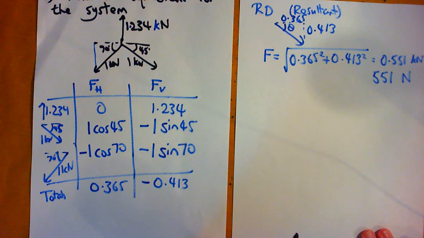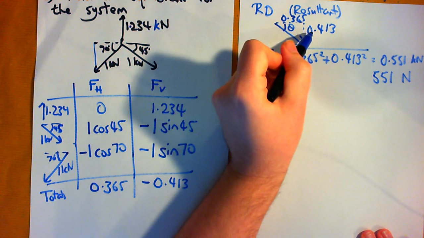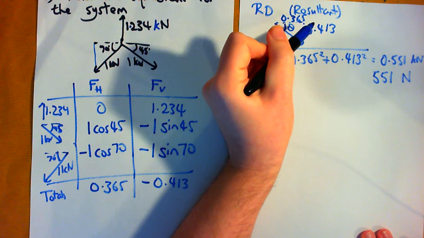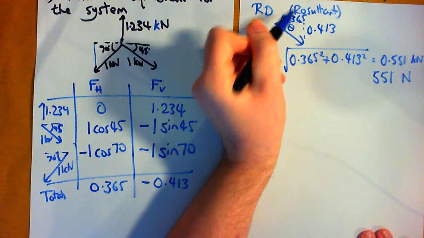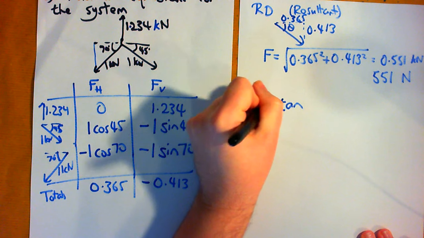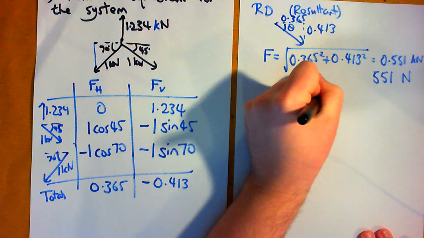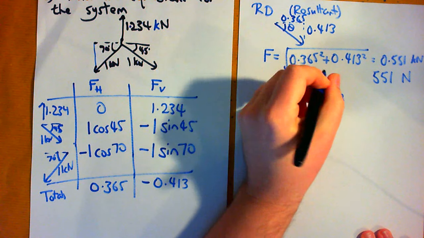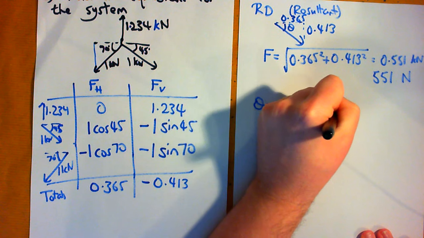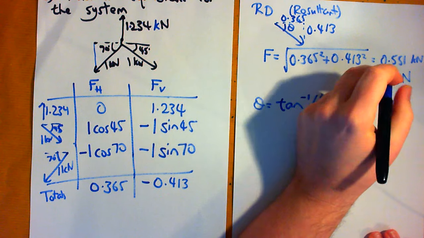Okay, so we've got the magnitude. Now we need to work out our angle. So we're using the data that we found from the table, the totals of the two columns. So we've got here, this is the opposite side, that's the adjacent side. So we're using tan, finding an angle, which means it's inverse tan of opposite is 0.413, and the adjacent is 0.365.